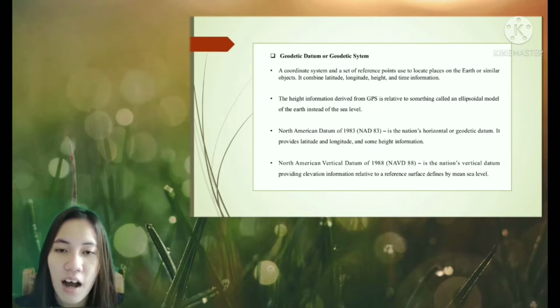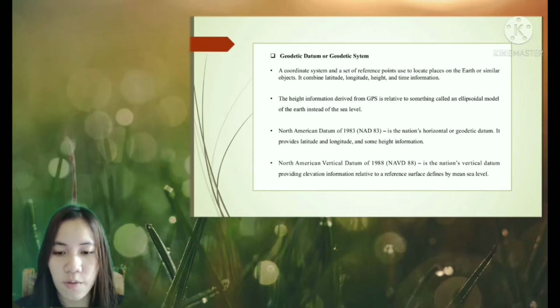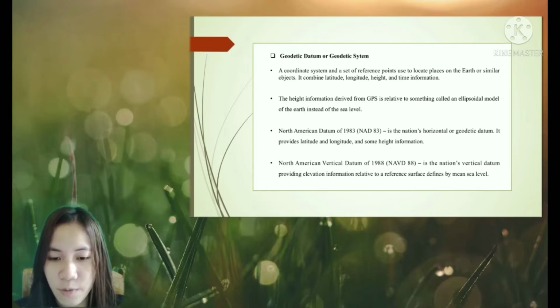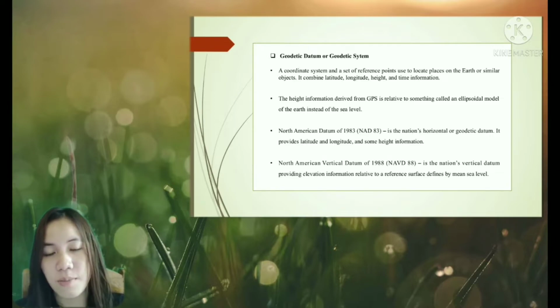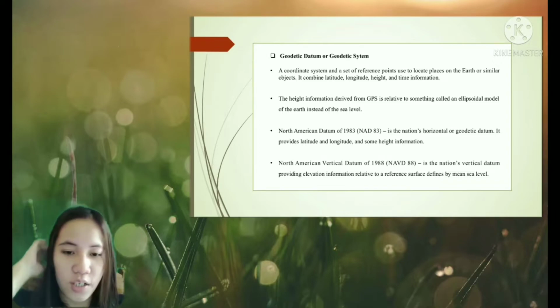Next is height. Height is sometimes described as the elevation of the Earth's surface. So when we hear the word height, it refers to the elevation of the Earth's surface. Height information derived from GPS is relative to something called an ellipsoidal model of the Earth instead of the sea level. So what is an ellipsoidal model of the Earth's surface?